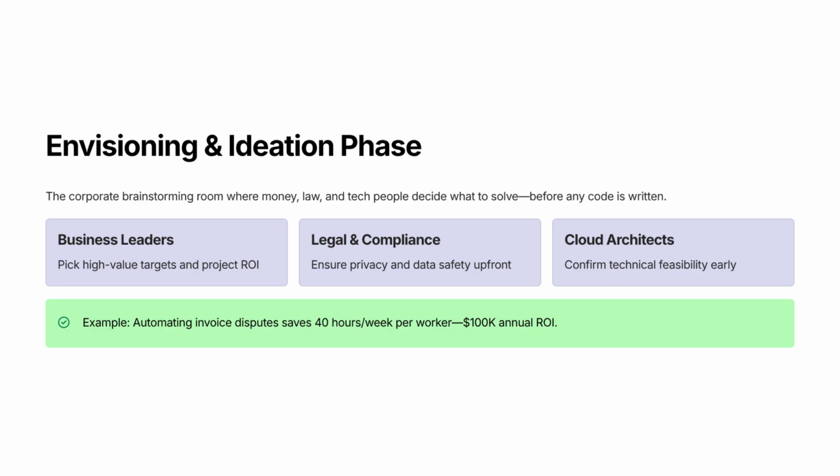In simple words, this is the corporate brainstorming room where you bring the money people, the law people, and the tech people together at the same table to decide exactly what problems we are going to solve with AI before a single line of software code is written. This phase stops your developers from wasting months building a tool that the legal team will instantly ban due to privacy risks, or that the business managers don't actually want.